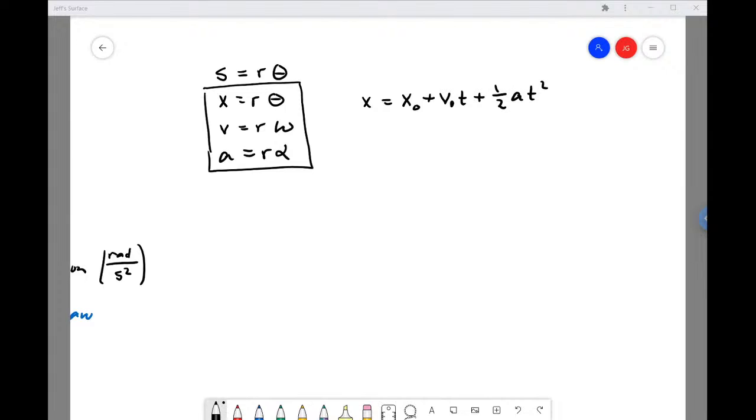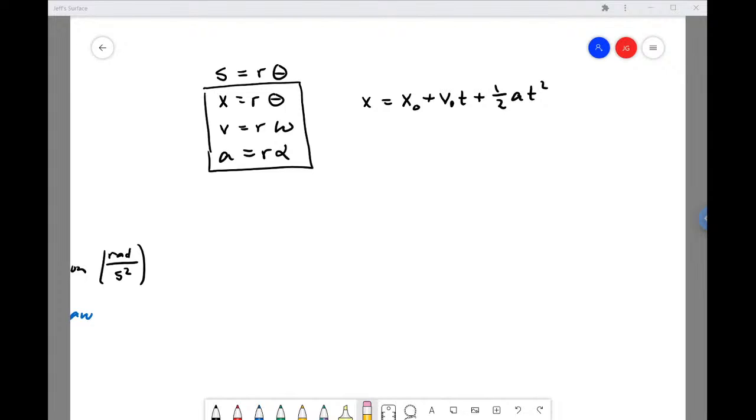Okay, x equals x naught plus v naught t plus 1/2 a t squared. So wherever there's an x, let's put in r theta. Actually, before we do that, let's make things simpler on us here, because I think this is the way it'll be in your textbook.